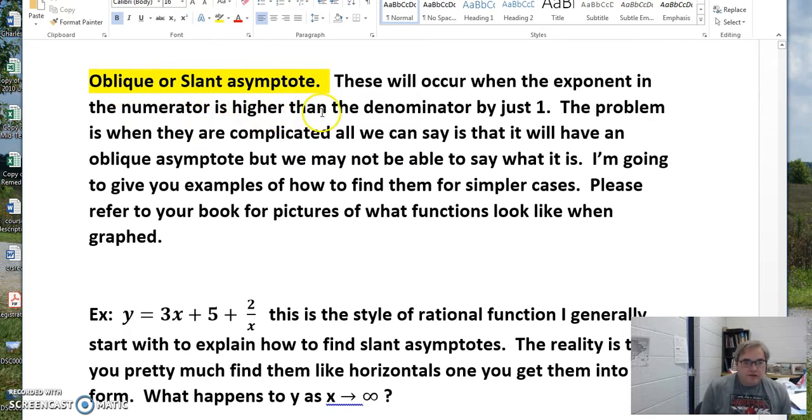These are going to occur when the exponent in the numerator is higher than the denominator by just 1. So when I say exponent, I'm talking about the lead term on top, lead term on the bottom. If that difference is just 1, with the highest one being on top, it's going to be a slant.